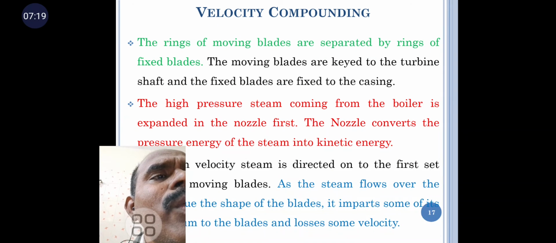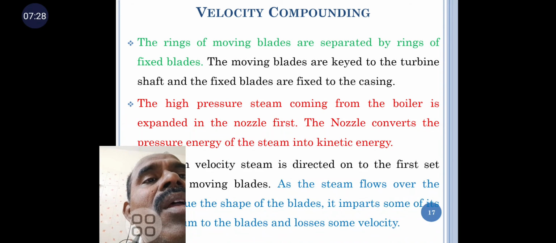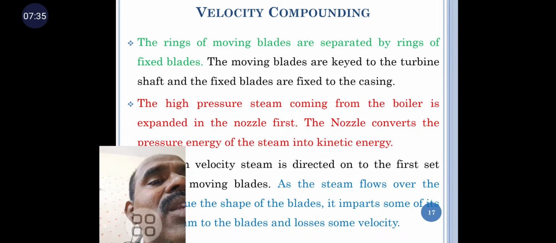The rings of moving blades are separated by rings of fixed blades. The moving blades are keyed to the turbine shaft. The fixed blade is fixed on the casing. The moving blades are separated by the rings of fixed blades. Moving blade is fixed on the shaft, and the fixed blade is fixed on the casing.